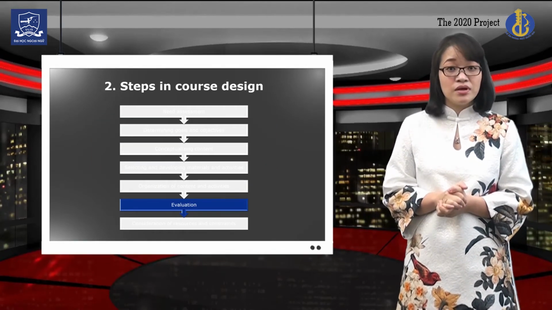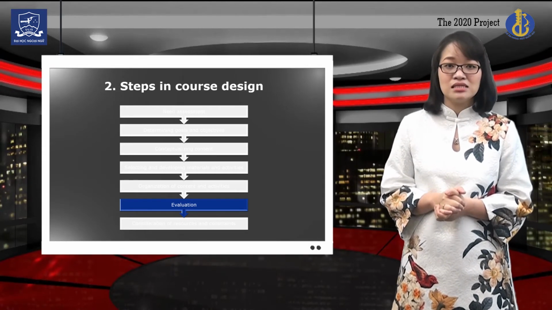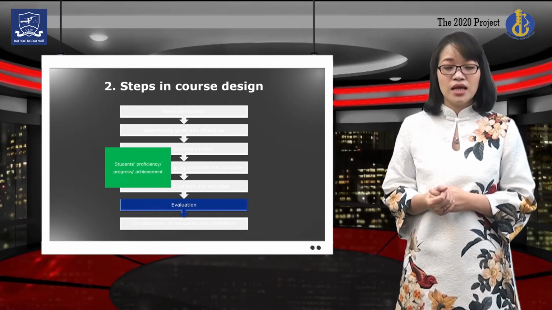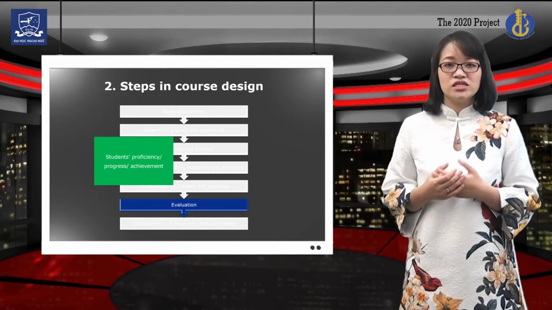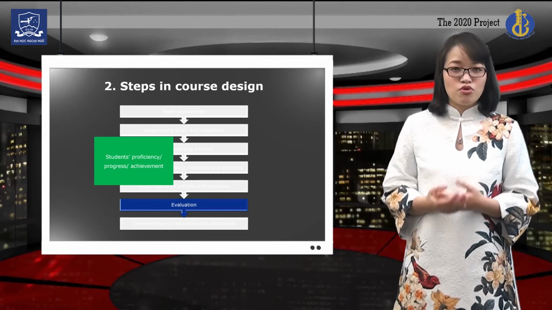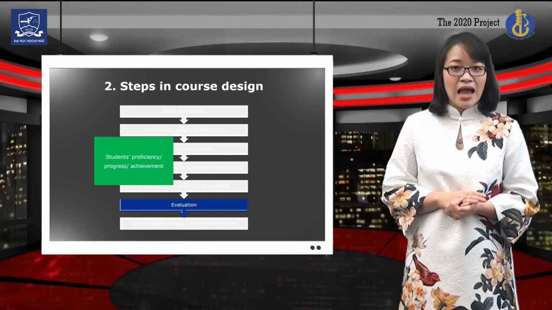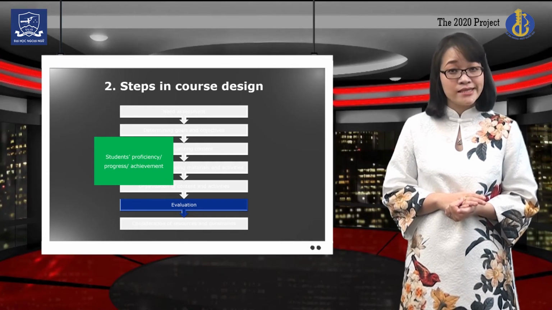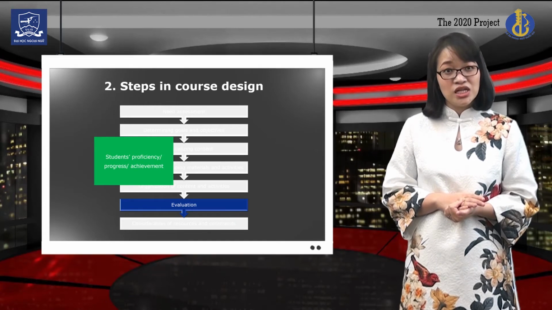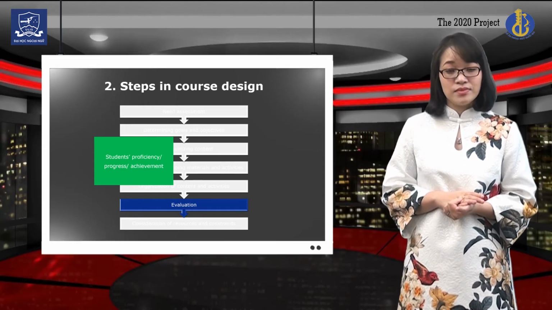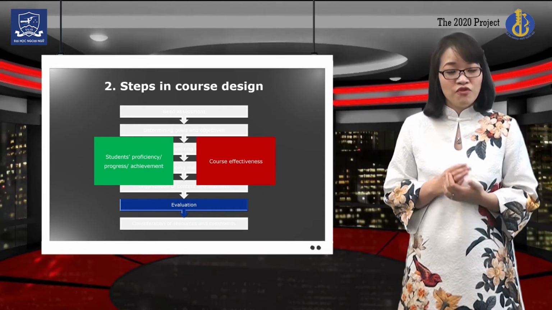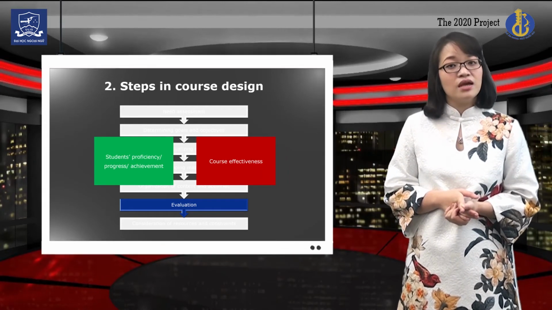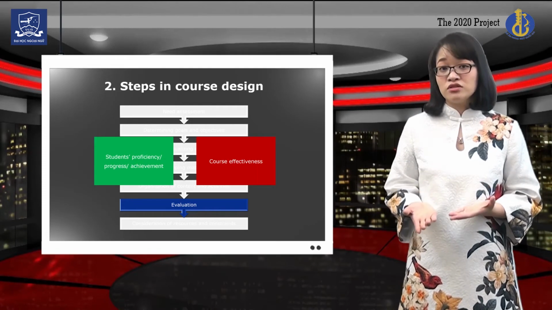The sixth step, evaluation, means evaluation within the course and the course itself. Evaluation within the course is to assess students' proficiency, progress, or achievement. How proficient are learners in listening? Are they improving their writing skills? Have they learned to function in English in the workplace? Evaluating the course focuses on the course effectiveness. Was the course effective? In what way? Where did it fall short?